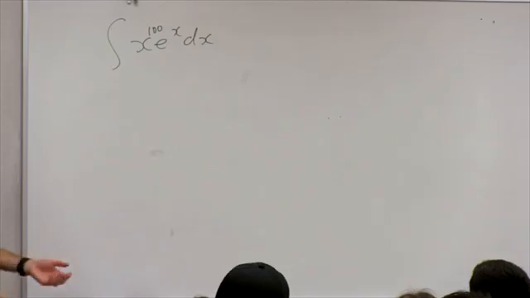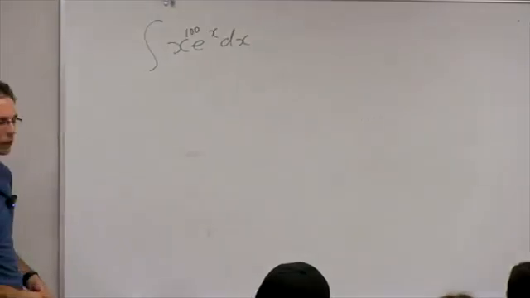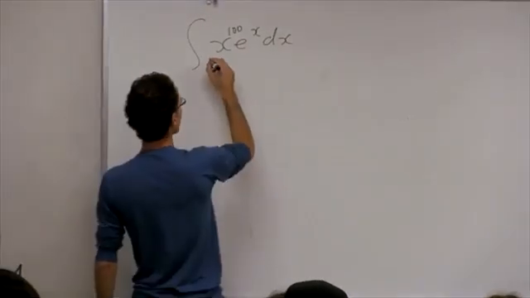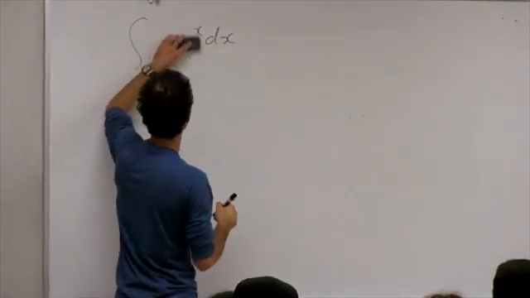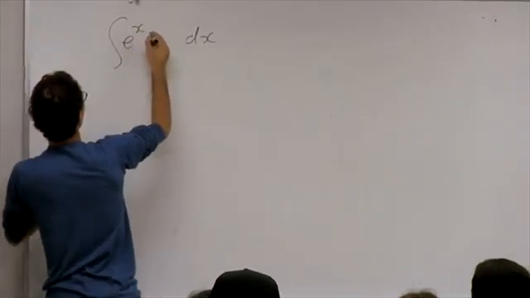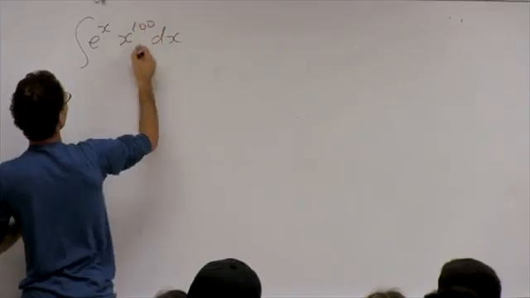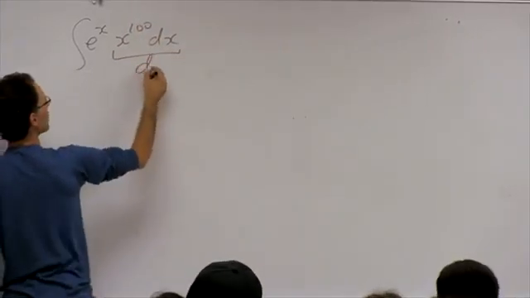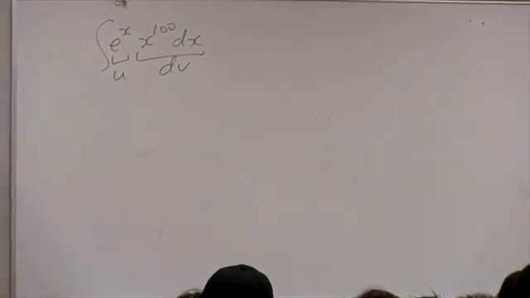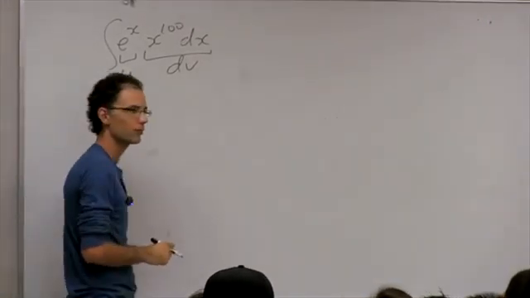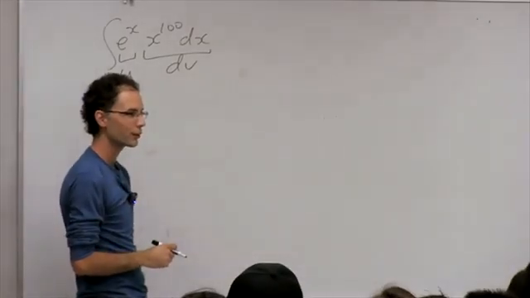And we could choose different functions, f and g, or u and v, as I put it. For instance, let me rewrite this. Let's switch the order: e to the x times x to the 100. Why don't we try this being dv and this being u? Maybe this can solve it for us. Sorry? It goes up a power.